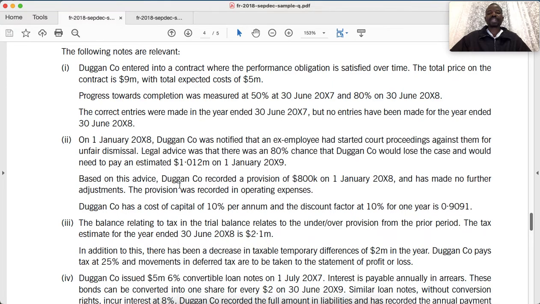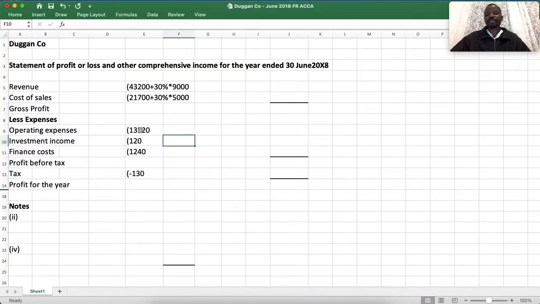So based on this advice, DICO has recorded a provision of 800,000. Why 800,000? DICO has said 80% of 1 million and got 800,000, which is incorrect, and has made no further adjustment. The provision was recorded in other comprehensive income. So this 800,000 is wrong. We need to go and subtract it from operating expenses. So we'll come here and remove the 800,000, which is 800 in thousands.